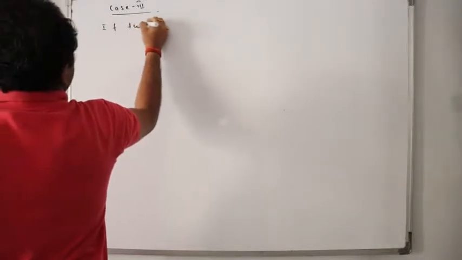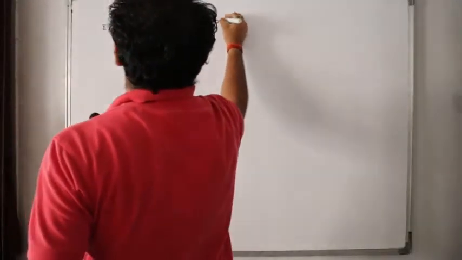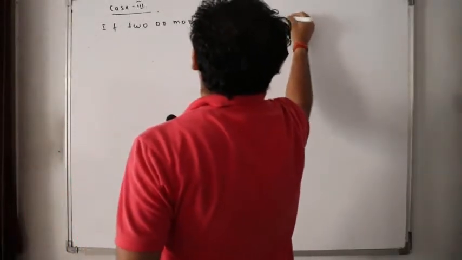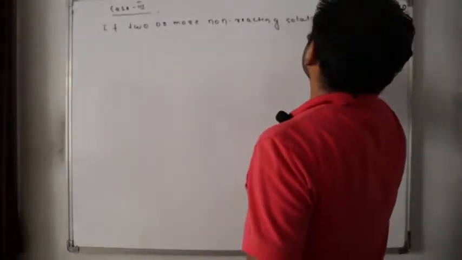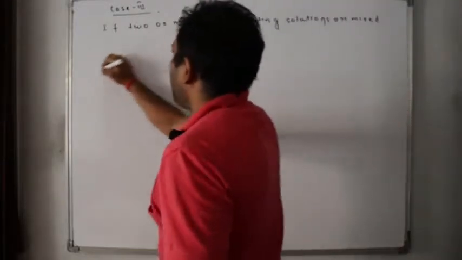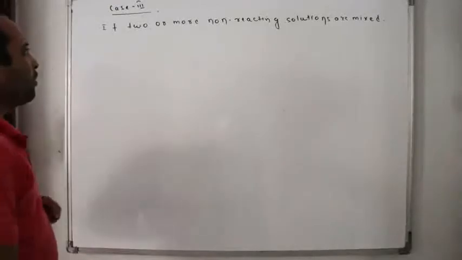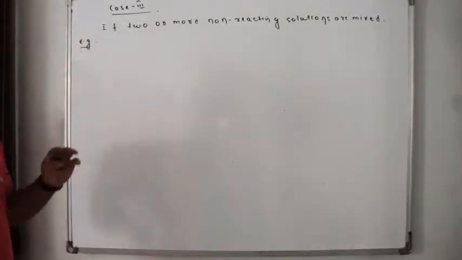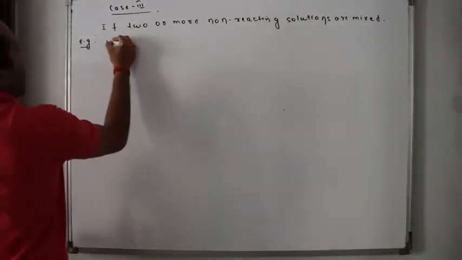what will happen in this case? Now, this can be only done with the help of an example. Let me write an example. What is that? 100 ml of 0.1 molar HNO3 is there.